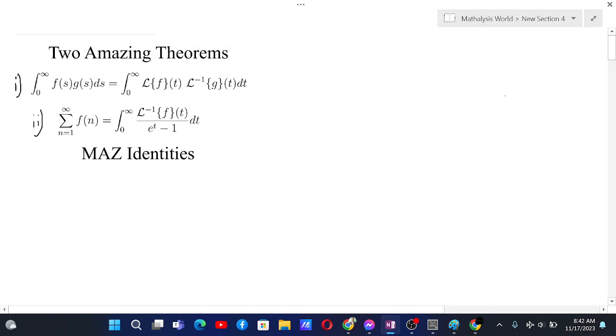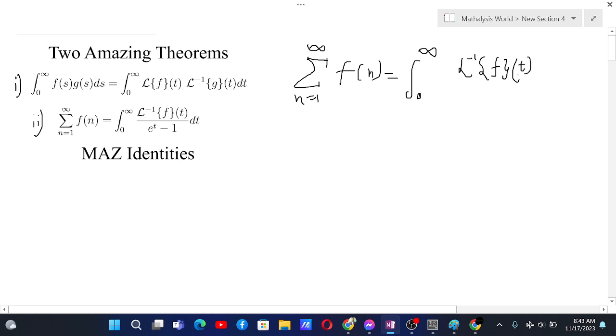Now, the second one is also a quite helpful property. This one says that if we have to do summation from n equals 1 to infinity of f of n, doing summation might be a quite tougher task since we don't know summation values for many functions, but doing an integral is an easier task. So this one is equal to the Laplace inverse transform of f, bringing it to the world of t, divided by e to the power t minus 1 dt.